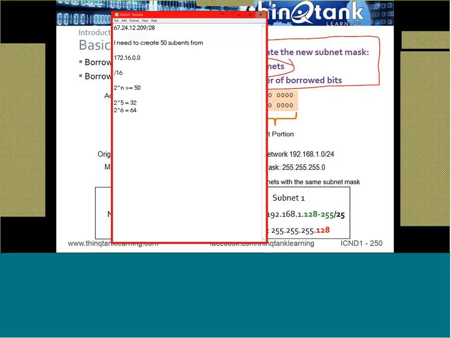So I need 6 bits. 5 bits isn't going to do it. If I borrow 5 additional bits, I'm only going to create 32 subnets. If I borrow 6 bits, I'm going to create 64 subnets. What was my original mask? /16. /16 plus 6 equals /22.